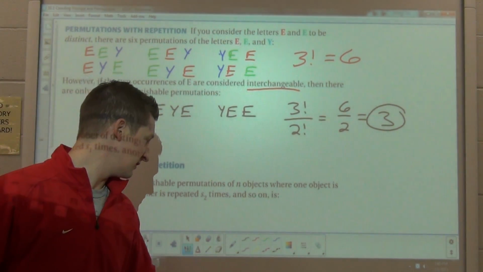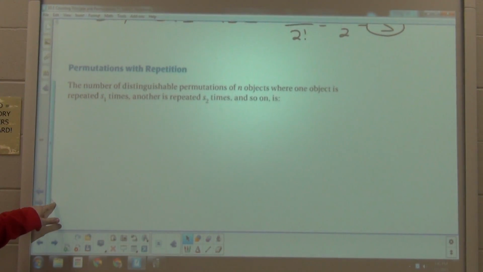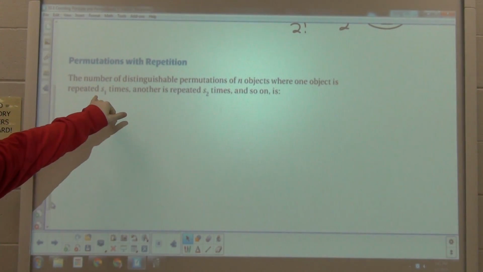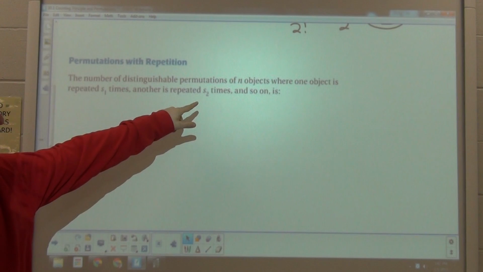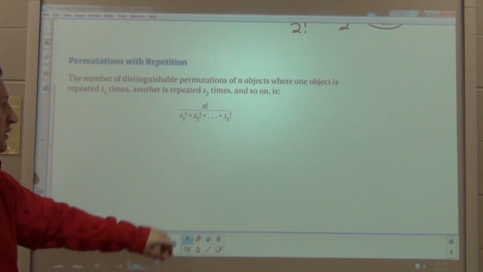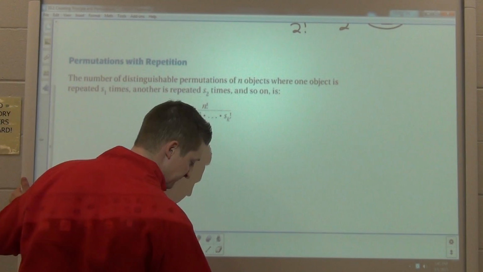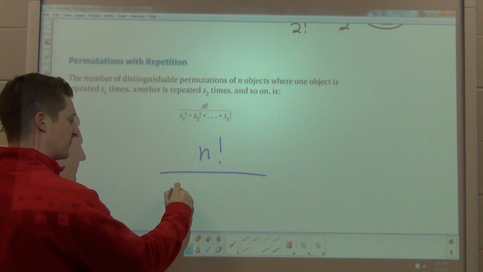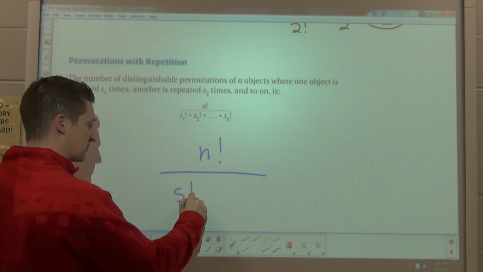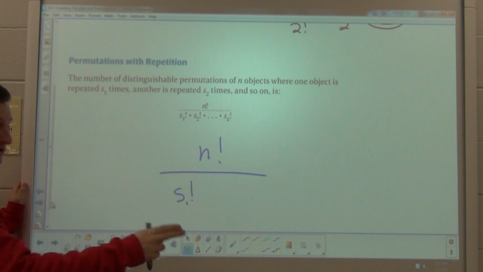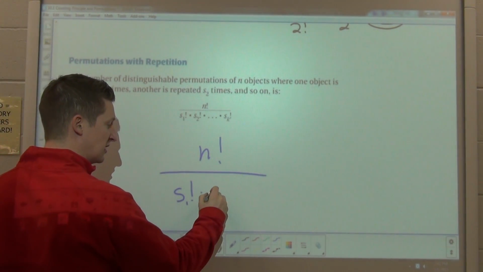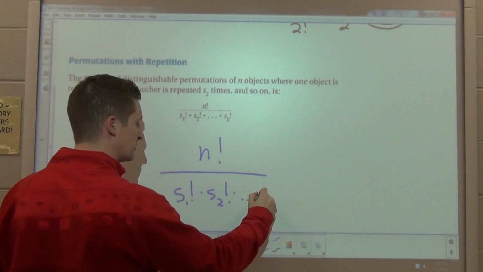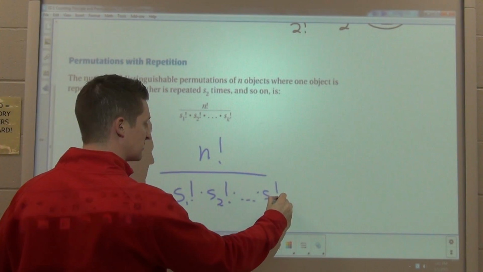Now the rule for that is down below. Permutations with repetition. The number of distinguishable permutations of n objects, where one object is repeated s sub 1 times, another is repeated s sub 2 times, and so on, is equal to this that you see right here. Now it's kind of hard to read. I'm going to write it a little bit bigger. N factorial, so whatever number of options there are, that's great. Divided by s sub 1 factorial, so meaning if there's something that's repeated twice, I have to put it there. If there's another digit or letter or whatever it might be that gets repeated, I have to put that there as well. All the way down to some random number of options repeated.